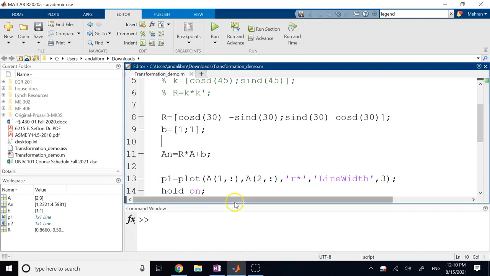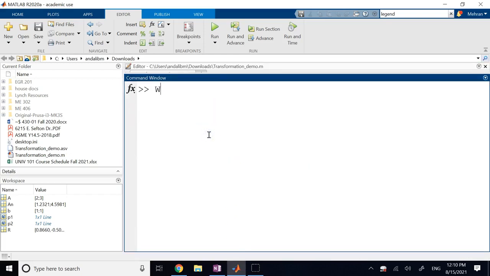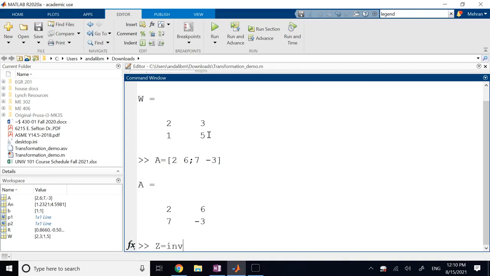Let me show you an example first. So let's say I have W, and W is, for example, 2, 3, 1, and 5. Then I have a matrix A, and this matrix A is, let's say, 2, 6, and then 7, and -3. So now I say Z is equal to A inverse times W times A, correct? And this is Z.